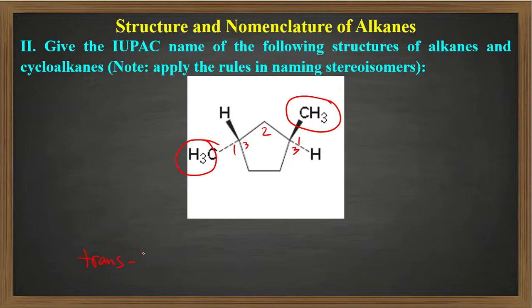So this will be trans 1,3 dimethyl. Cyclo, because how many carbon atoms do we have? 5 carbon atoms. It's the same if we reverse our numbering. If this is carbon number 1, it is still 5. So, trans 1,3, because our two methyls are in carbon number 1 and carbon number 3. Trans 1,3 dimethyl cyclopentane, because our ring contains 5 carbon atoms. That's the name of that structure.